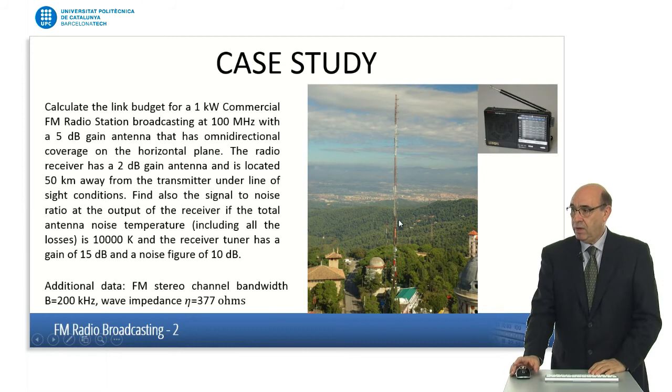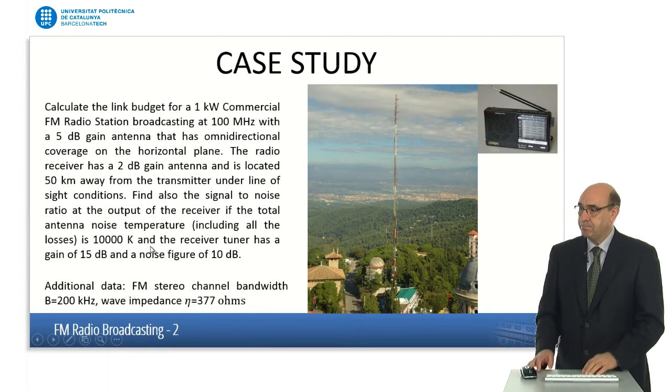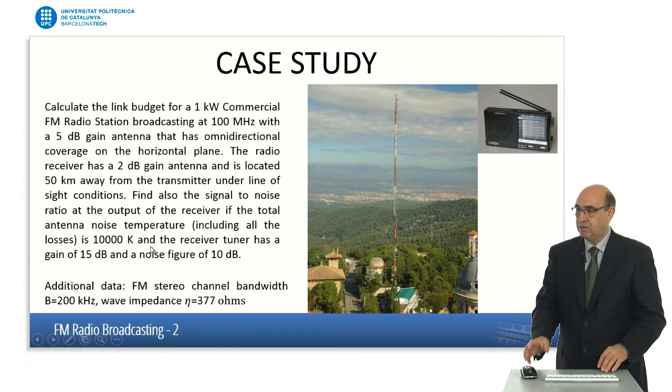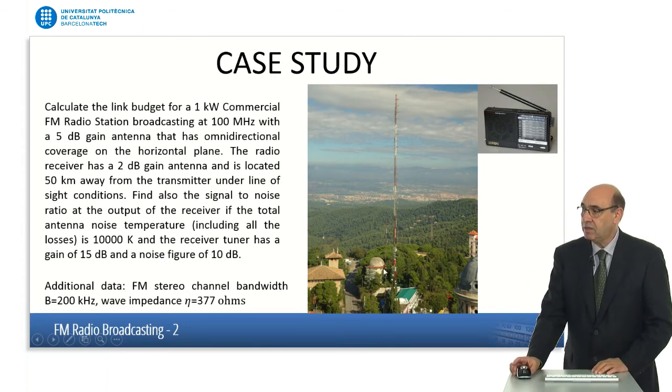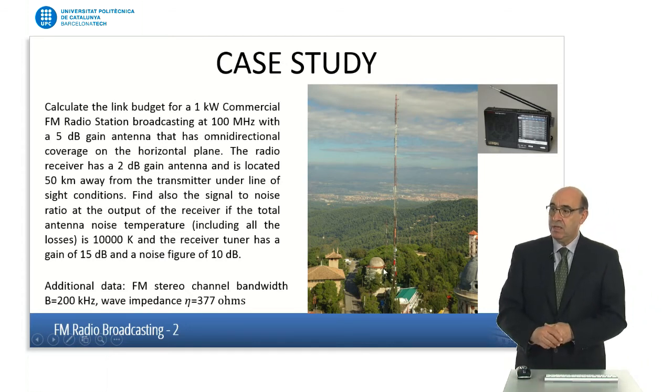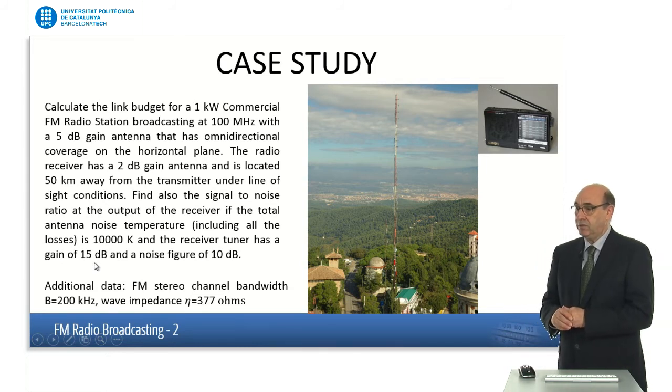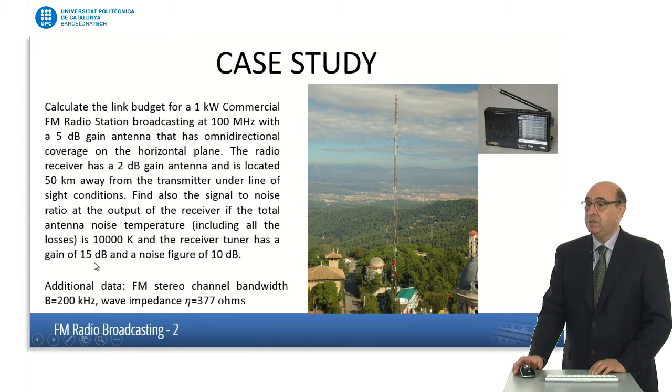Now, to make things simpler, we assume that the total noise temperature of the system is 10,000 Kelvin. This includes the antenna, the noises, and all the surrounding noise around the receiver. And we assume that this radio has a gain on the first stages of the receiver of 15 dB and a noise figure of 10 dB.